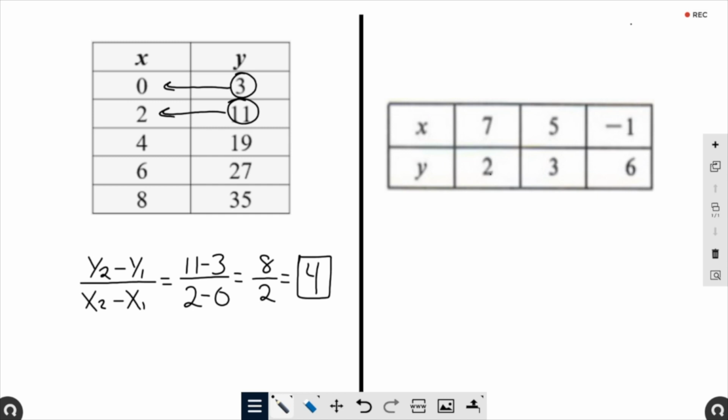Now let's go to my horizontal table. I'm going to follow the same steps. The ratio of the change of y, that's y sub 2 minus y sub 1, divided by the change of x, x sub 2 minus x sub 1. Once again, I pick any two y's. So I'm going to pick my first two, 2 and 3.